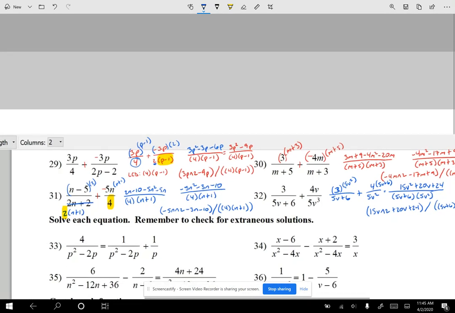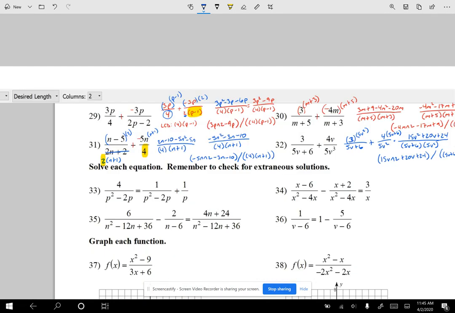Now tomorrow, from addition and subtraction, remember that section, adding or subtracting fractions, expect 2 of these on the test tomorrow.